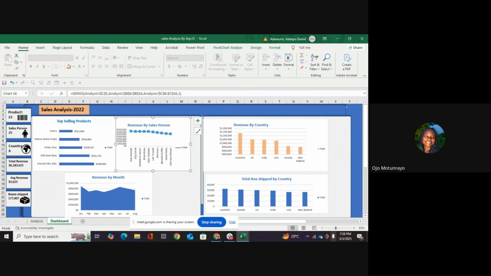The first thing I noticed was your placement of your charts. It looks so clumsy over here: the top selling product, the revenue by salesperson, the revenue by month. To me, it's not professional enough.